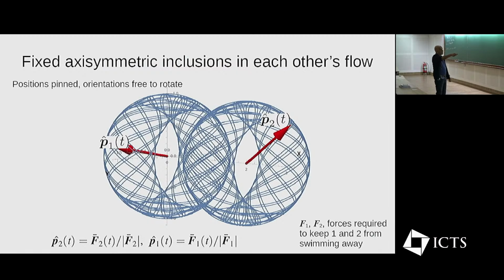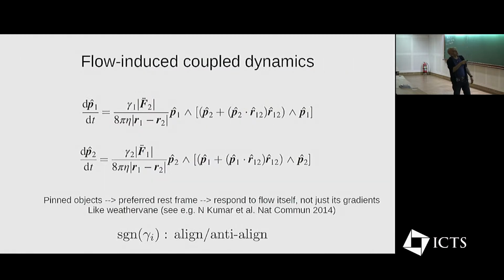Each of these guys has a polarity, which is basically a unit vector governed by the force required to hold it fixed. For this guy, it's F2 over mod F2. For this guy, it's F1 over mod F1, where F1 and F2 are the forces required to keep these guys from swimming away, okay? So you can then write down equations of motion.